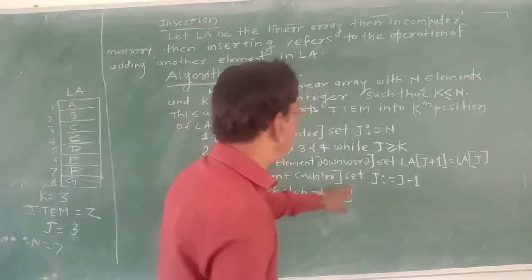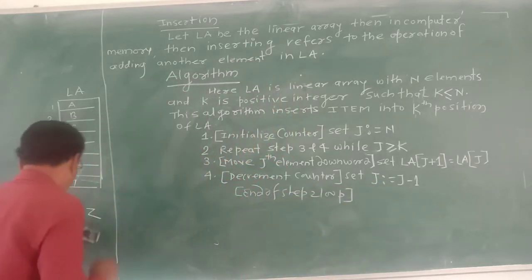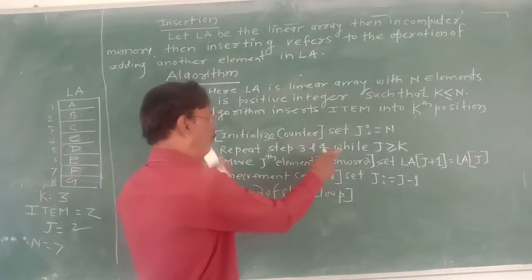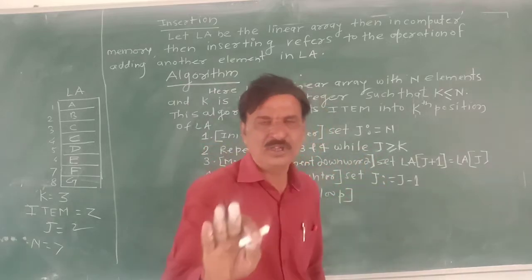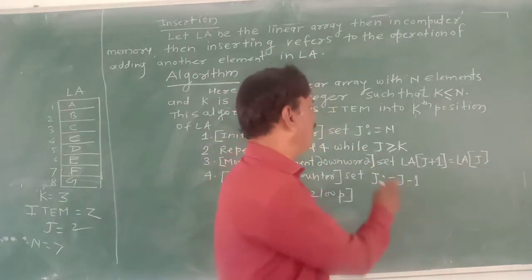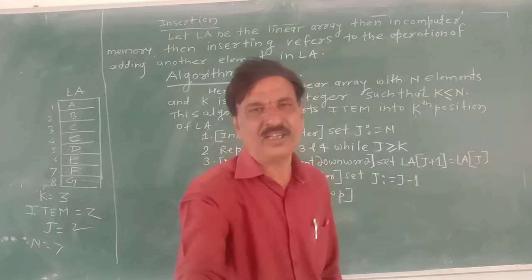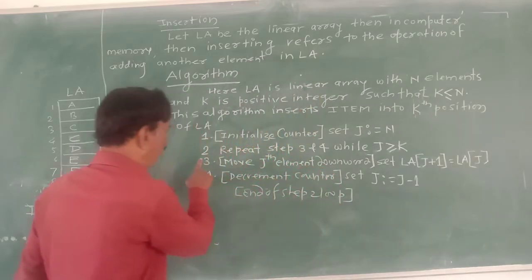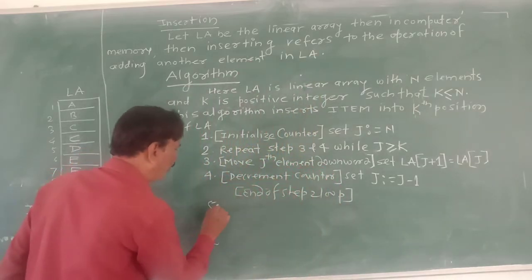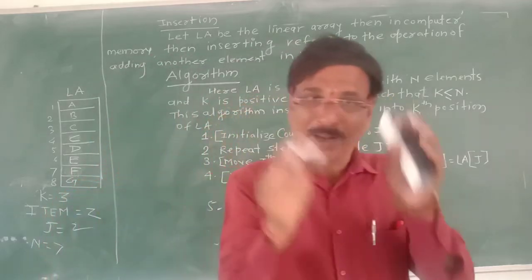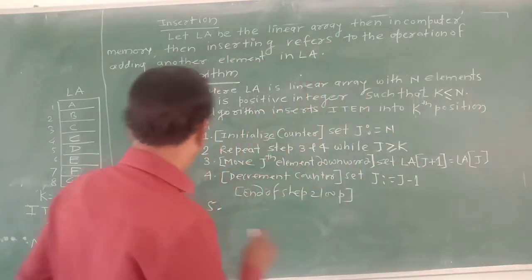Now j is equal to j minus 1, j becomes 2, end of step 2 loop. j is 2, k is 3, so j is not greater than or equal to k. That's why we don't repeat steps 3 and 4. Fifth, loop break now. Fifth, insert new item.